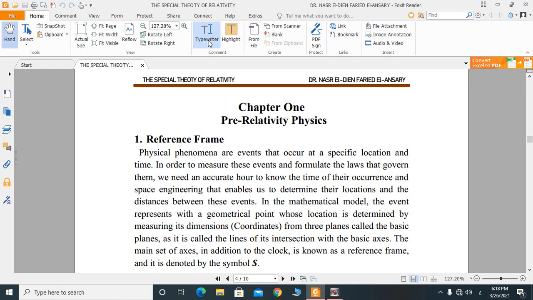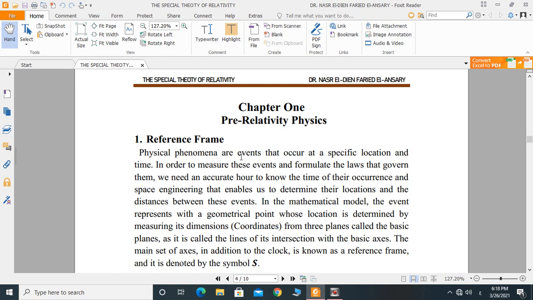Applied Mathematics 12. We now discuss some concepts. The first concept is reference frame.